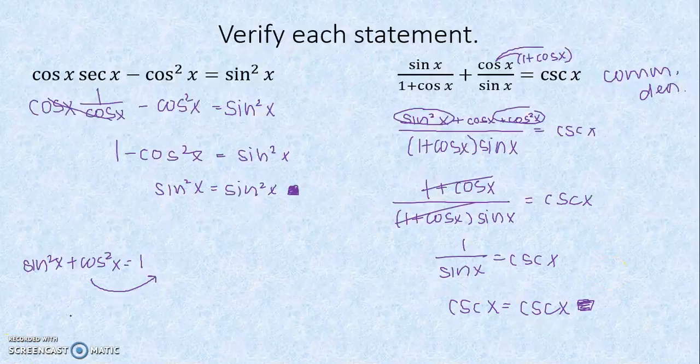When you're doing these, remember to take your time, decide which side you want to manipulate, and manipulate that side, bringing down the other side. Look to rewrite with sine and cosine. If you get stuck, maybe try to factor. Look for Pythagorean identities. Don't forget, whenever you have fractions being added, you can always go to that common denominator.